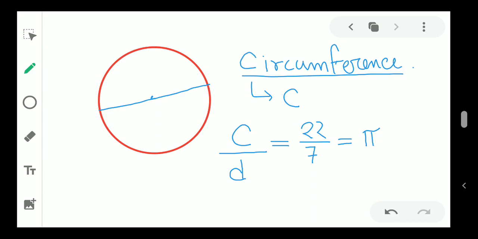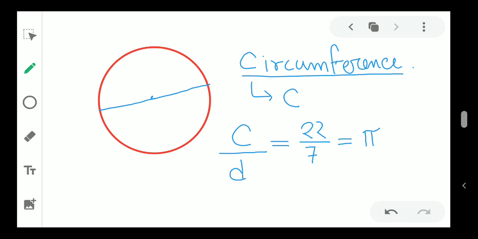So c by d, that means the circumference by d, is always 22/7. So this activity you can do in your home. You can draw any circle and then you can find out this ratio, that is c by d, to see whether Archimedes was correct or not.